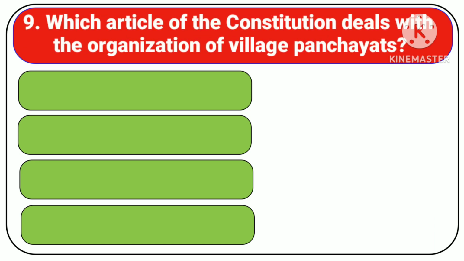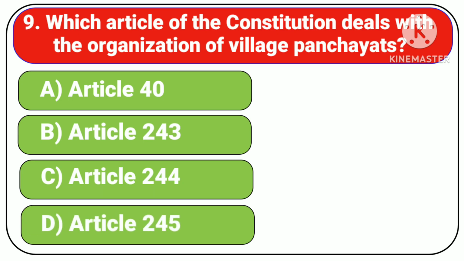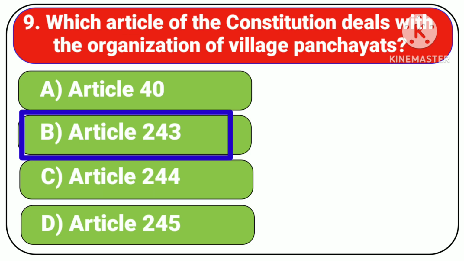Which article of the Constitution deals with the organization of village panchayats? Options: A. Article 40, B. Article 243, C. Article 244, D. Article 245. Correct answer is Article 243.